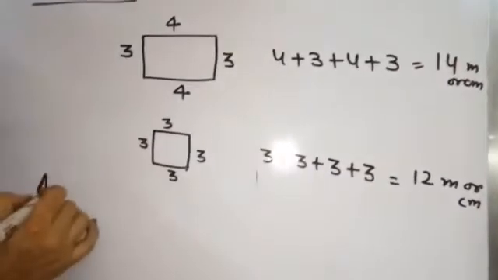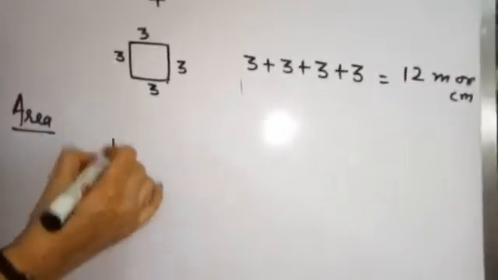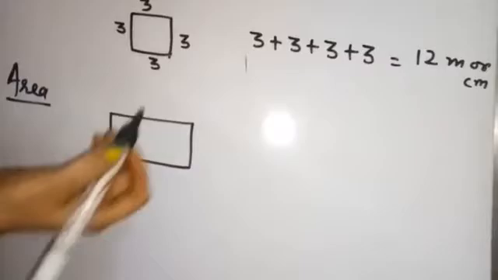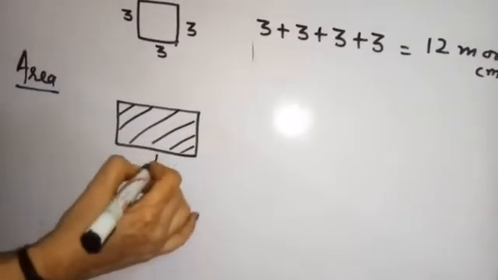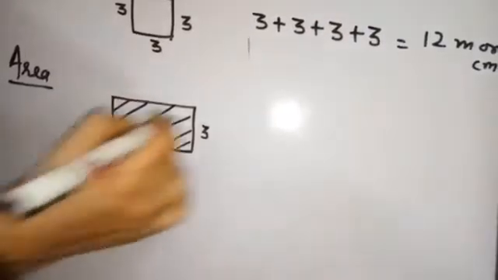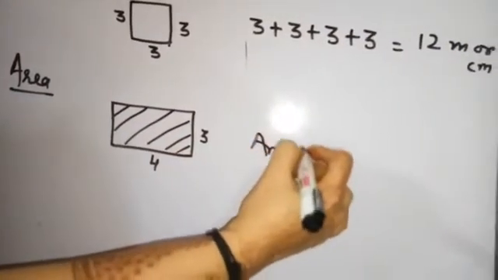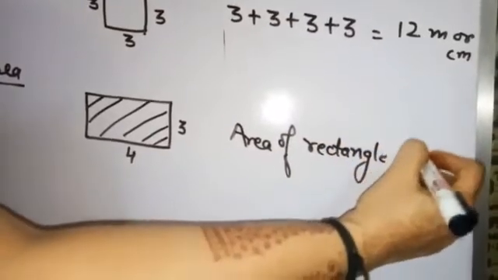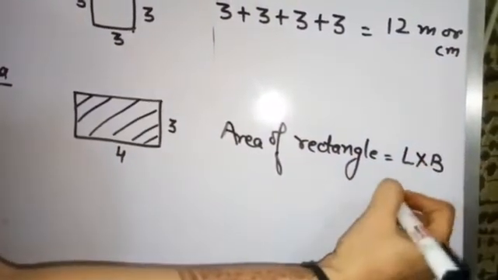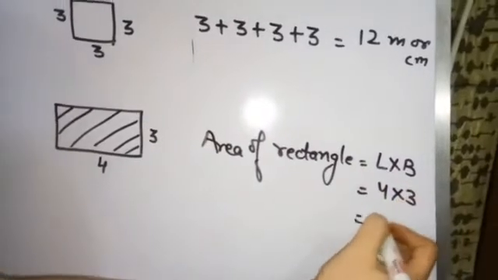Now the next, area. If I am taking this rectangle, what is its area? The magnitude of this plane region. If length and breadth are given to us, then we know the formula for area of a rectangle is length into breadth, 4 into 3, that is 12.